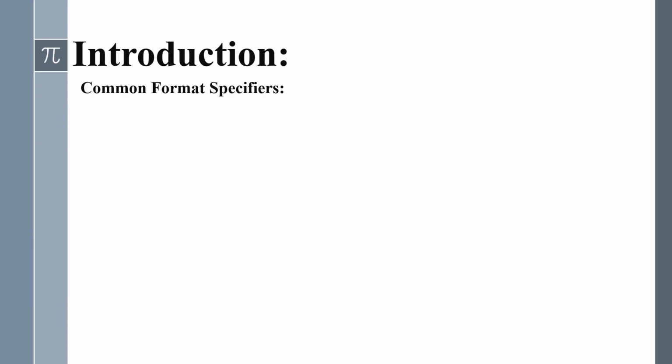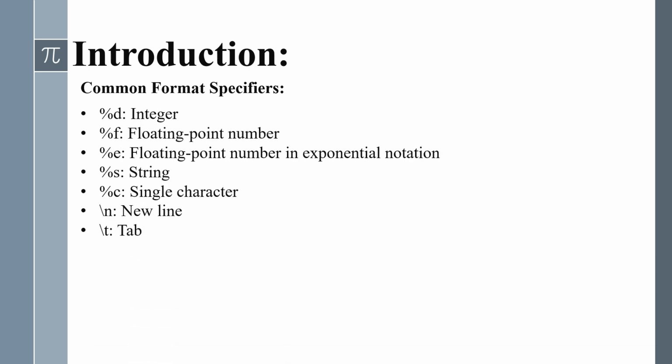Common format specifiers. MATLAB uses format specifiers to define how data should be displayed. Here are some commonly used specifiers. %d, integer. %f, floating point number. %e, floating point number in exponential notation. %s, string. %c, single character. \n, new line. \t, tab.